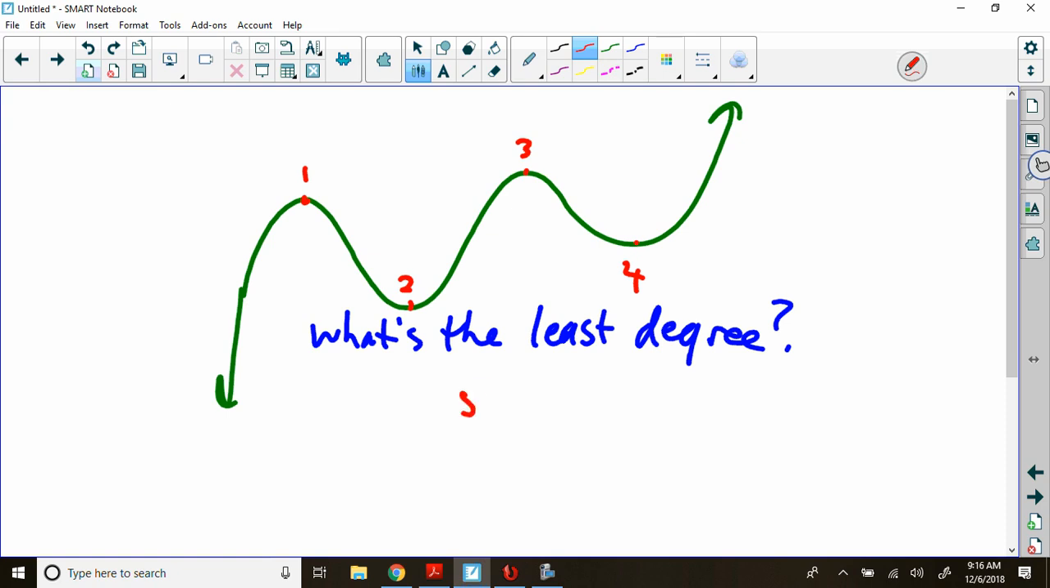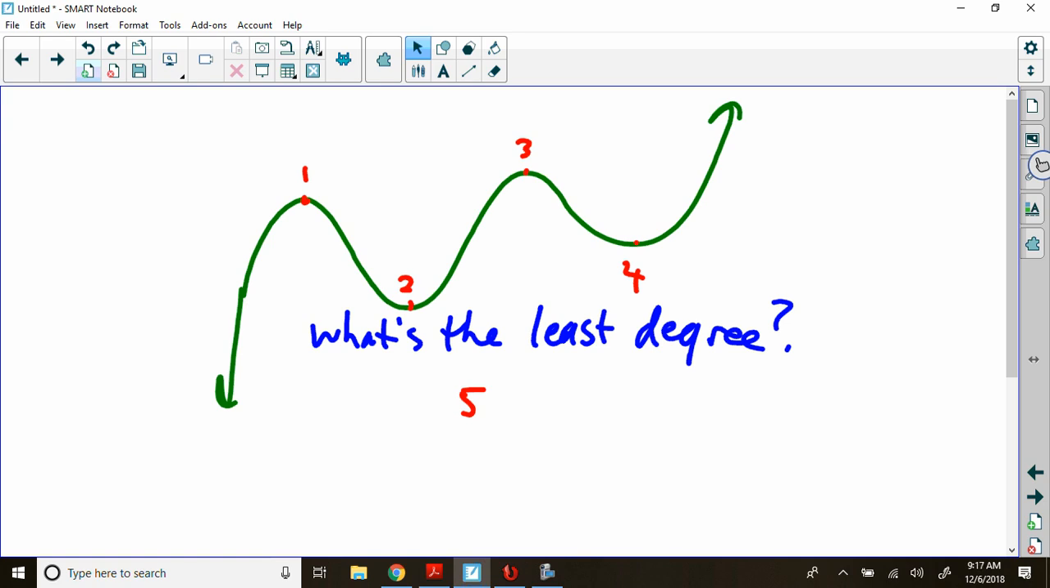Good. It could be a 7th degree, could be a 9th degree, but the least degree would be 5. Okay. Because of the end behavior, it couldn't be a 6th or an 8th or a 10th degree. Does that make sense?